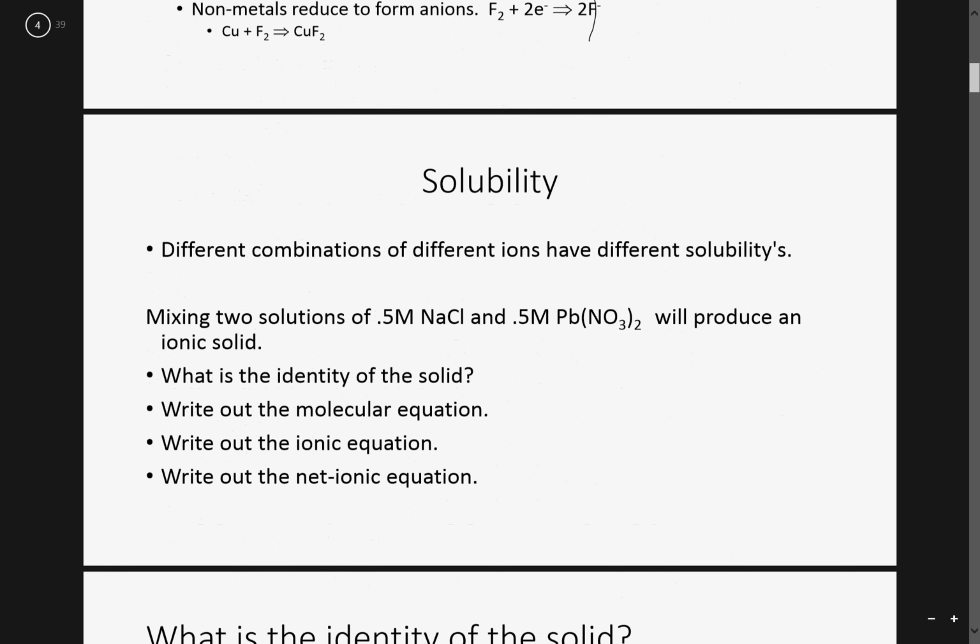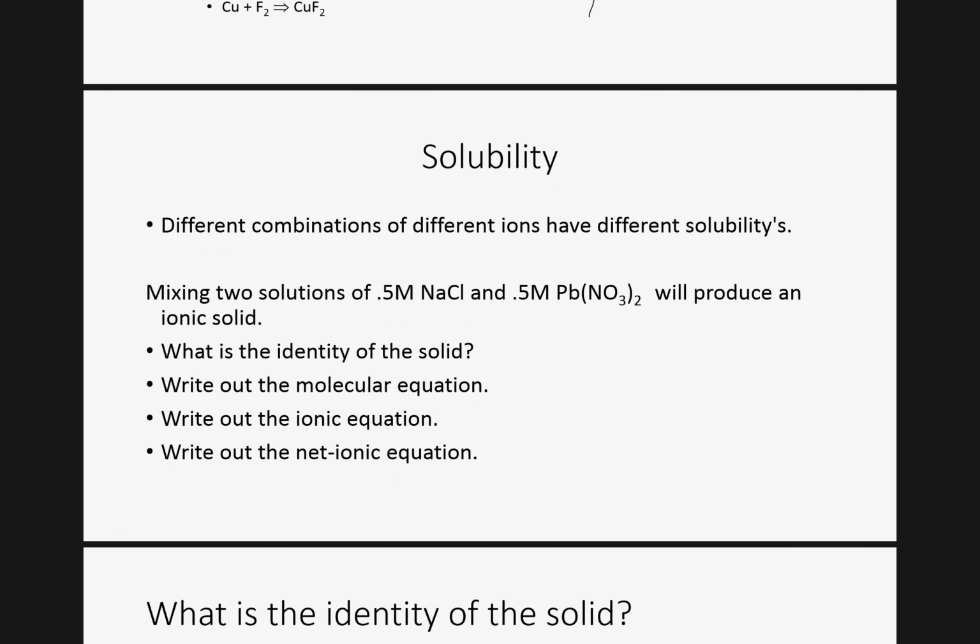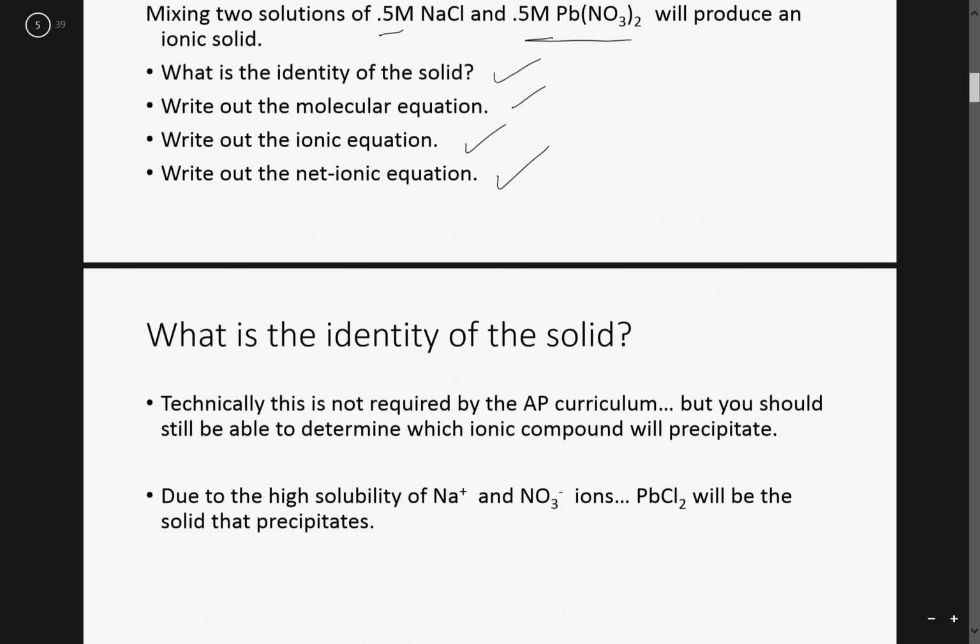A little bit about solubility. One of my main phrases in honors chemistry is different combinations of different ions have different solubilities. So a few things we might want to note about an example here. One, mixing two solutions together of 0.5 molar NaCl plus 0.5 molar lead nitrate will produce an ionic solid. In today's day of the new curriculum of AP chemistry, they likely would even give you the precipitate, but I think a student should be able to identify the solid being produced, write a molecular, ionic, and a net ionic equation.